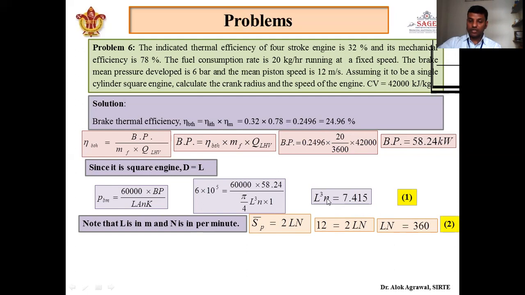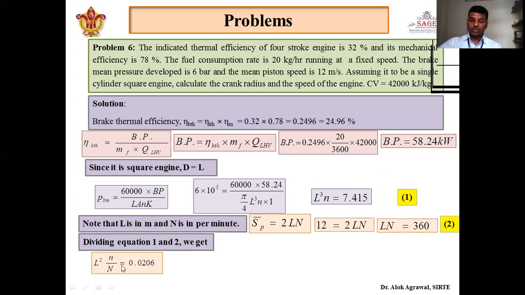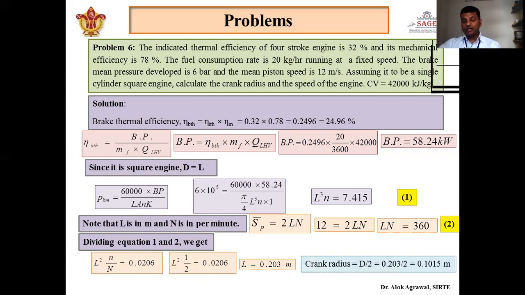Now, if we replace this small n by capital N by 2, as it is a 4-stroke engine, what will we get? We divide equation 1 by equation 2, and we will get L square n by capital N is equal to 0.0206. Now this n is replaced by capital N by 2, so we will get L square by 2, and N will be cancelled out. So we will get L square by 2 is equal to 0.0206. When we solve, we will get L equal to 0.203 meter, and with this L, crank radius is D by 2, D is equal to L, so crank radius will be 0.1015 meter.